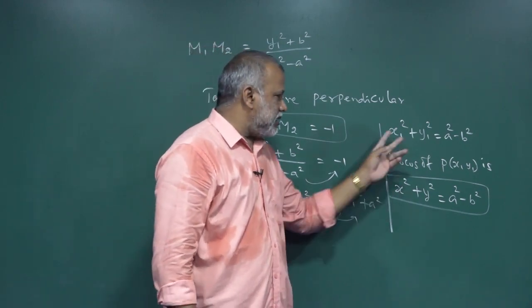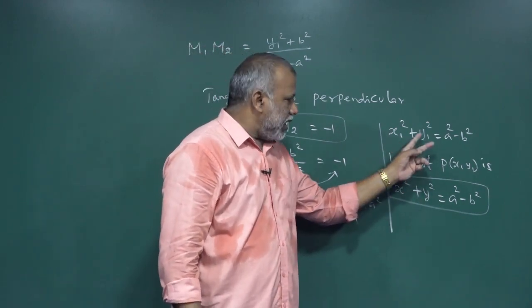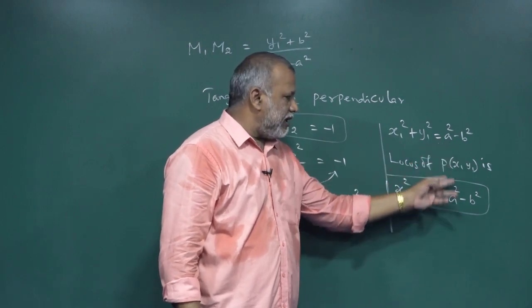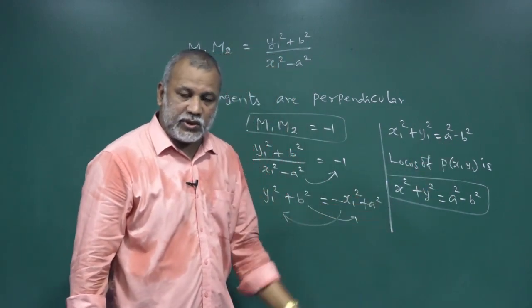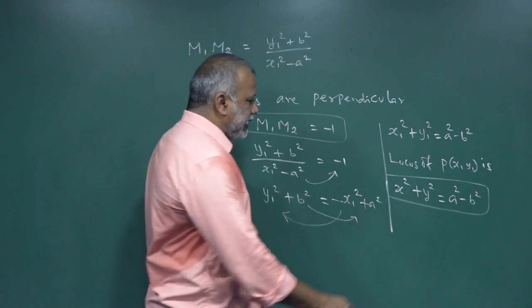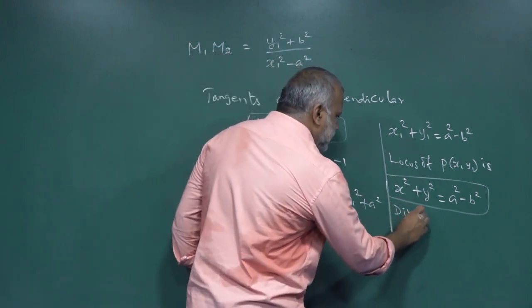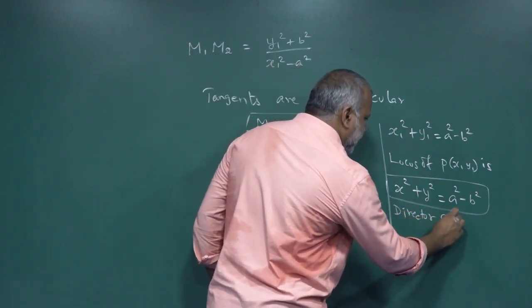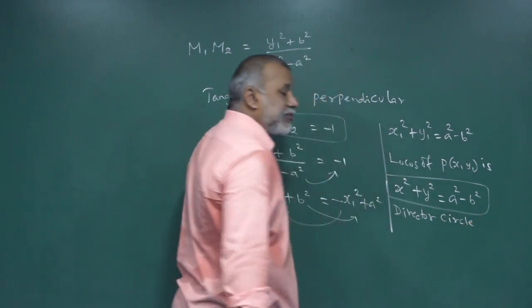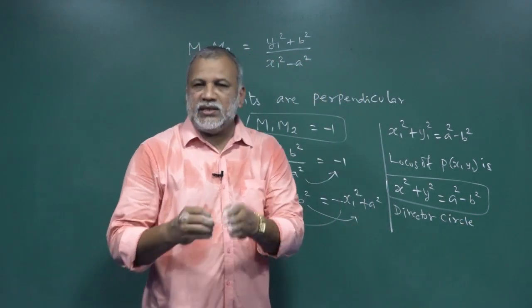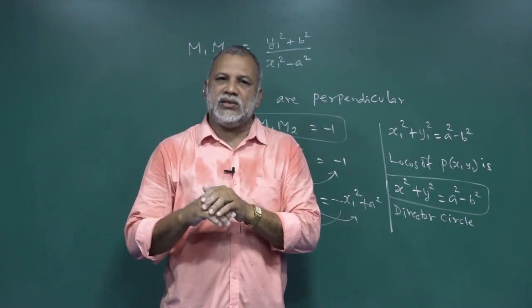Instead of x1 squared we say x squared, instead of y1 squared, y squared, equal to a squared, sorry, a squared minus b squared. It is called the director circle. This is called the director circle of the hyperbola. So these three derivations are very important.